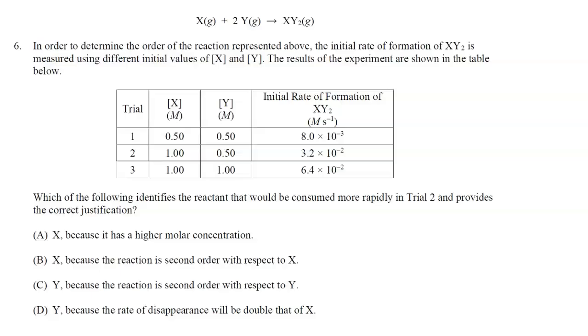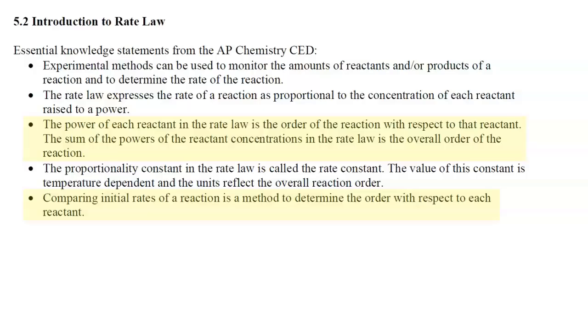We see the initial concentration of X, the initial concentration of Y, and the initial rate of formation of the product XY2. And the question asks, which of the following identifies the reactant that would be consumed more rapidly in trial 2 and provides the correct justification? Now, two of these choices, B and C, refer to the order with respect to either reactant X or reactant Y. So I'm going to focus on how you would determine the order with respect to a reactant, and then we'll come back to question 6.